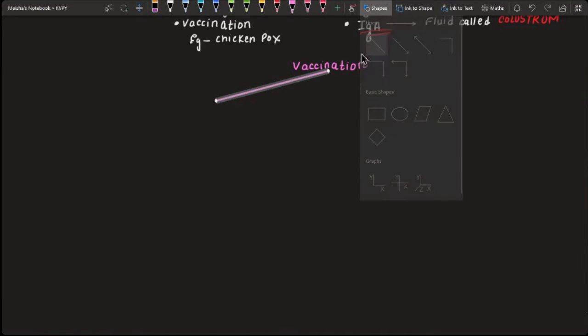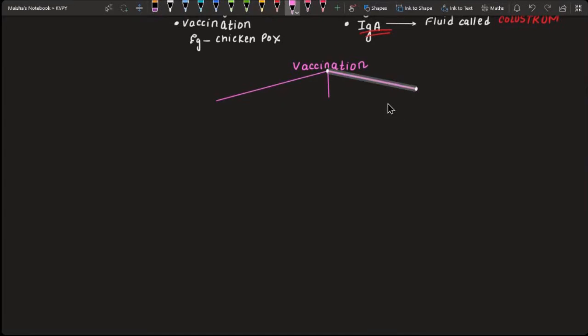Now, moving on to vaccination. So we already discussed vaccination is a way of preventing a particular pathogen from infecting us. So vaccination can be of three types. First would be the first generation vaccine. Second is the second generation vaccine. The last one is the third generation vaccine.